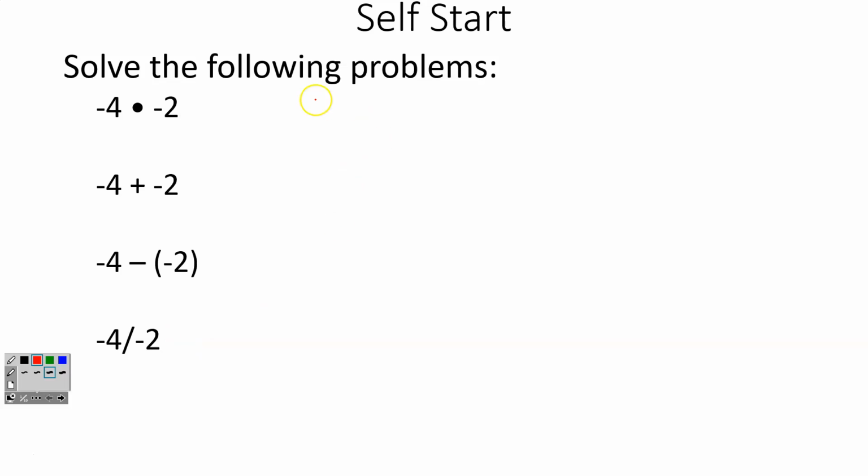Okay, so the first one, this says a -4. This little dot means multiply. So -4 times a -2. Well, I know that with multiplication, if I have an odd number of negatives, my answer is going to be a negative. If I have an even number of negatives, my answer is going to be a positive.